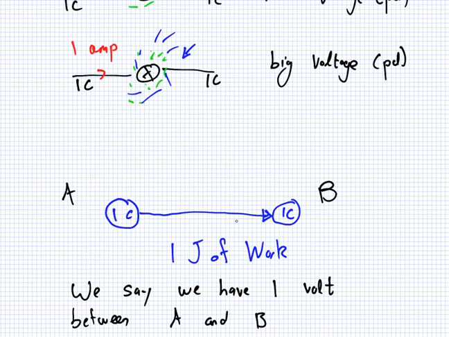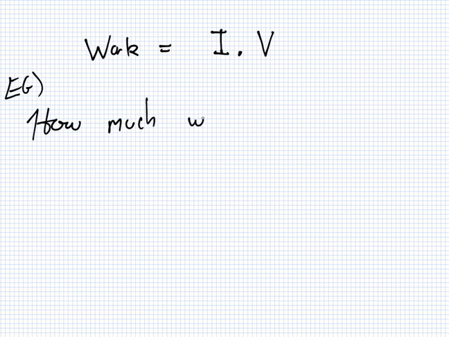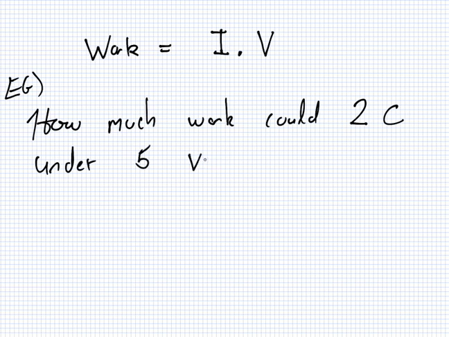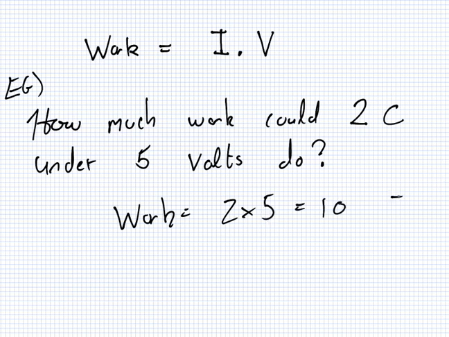So now, since we're talking about voltage, we should actually give the formula. If you want to know how much work or how much energy can be done, the formula is actually from the definition. It's pretty simple. It's the current multiplied by the voltage. That's how much work can be done. So for example, how much work could 2 coulombs under 5 volts be? Answer is just 10. This could do 10 joules of work.